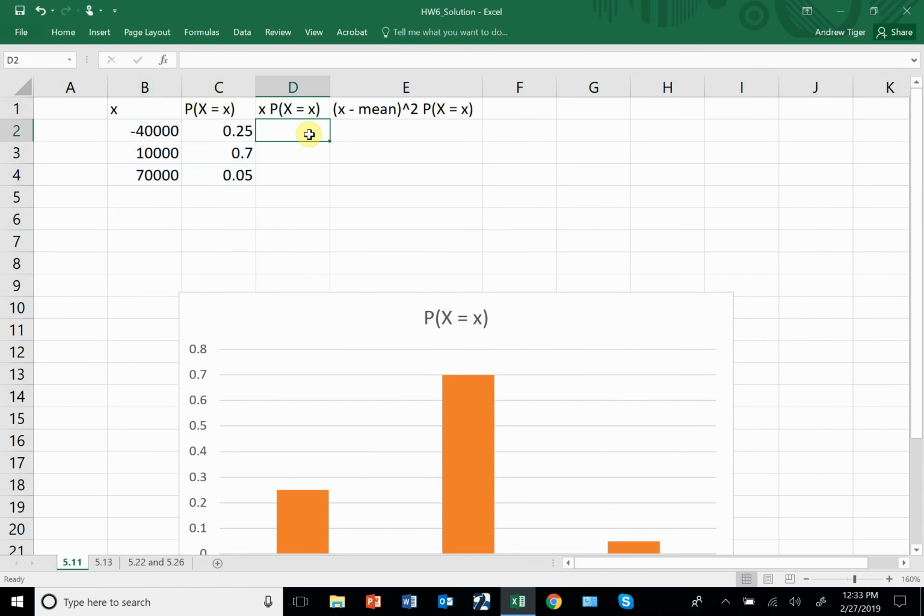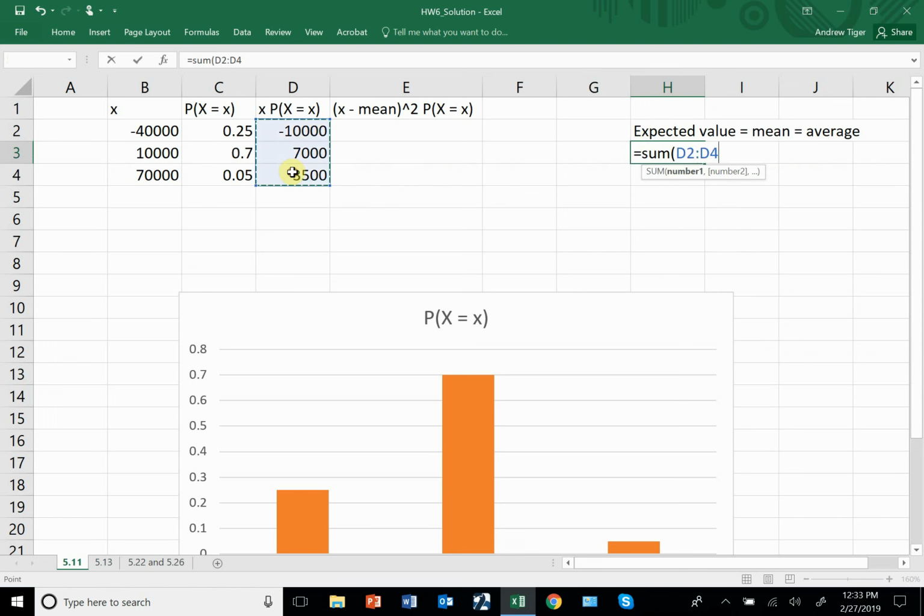To calculate the expected value, I have to create a column that is X times the probability of X. Copy that down. And then my expected value, expected profit, which is also my mean, which is also my average. It's just the sum of these three numbers.